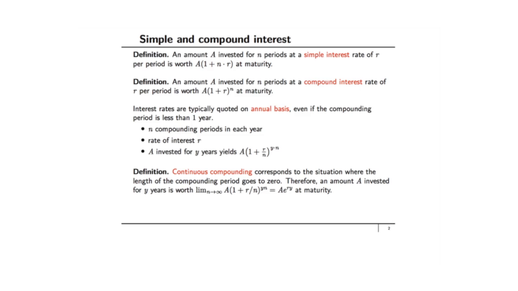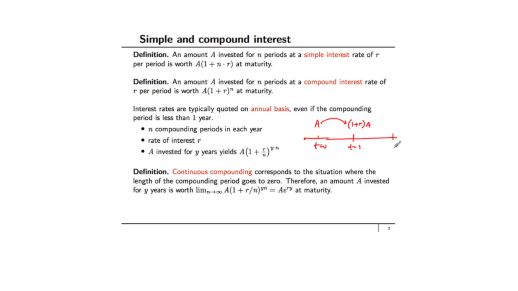An amount A invested for n periods at the compound interest of R per period is going to be worth A times 1 plus R raised to the power n at maturity. And the way to think about it is, at time 0, you invest A amount. One period later, this amount A has now become 1 plus R times A.